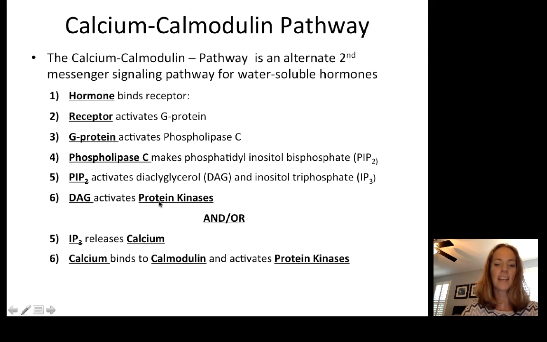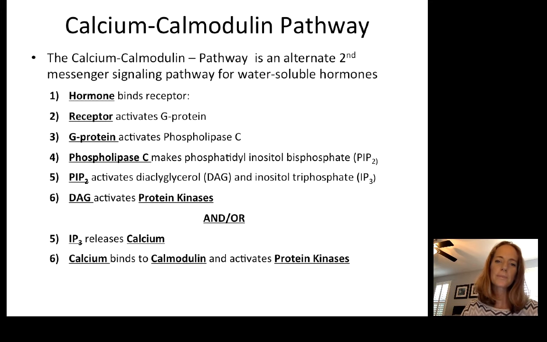So DAG activates protein kinases. IP3 activates protein kinases, but before it does that, it goes through calcium first. So IP3 causes calcium release. Calcium binds to another molecule called calmodulin and then activates protein kinases, makes a lot of changes inside the cell. Okay. So don't be intimidated by these cascades. There are several molecules, but you can draw a simple diagram for yourself, linking just to memorize quickly each of these molecules.